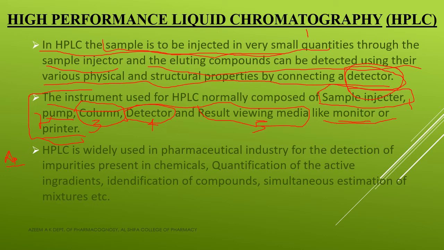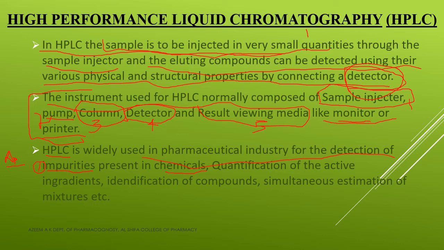So HPLC, that is high performance liquid chromatography. It is widely used in pharmaceutical industry for the detection of impurities. So it is mainly used for the detection of impurities present in chemicals. In pharmaceutical industry, this HPLC instrument is mainly used for finding out the presence of impurities in chemicals. Clear? This is the first application. So it is used for finding out the impurities present in chemical substances.